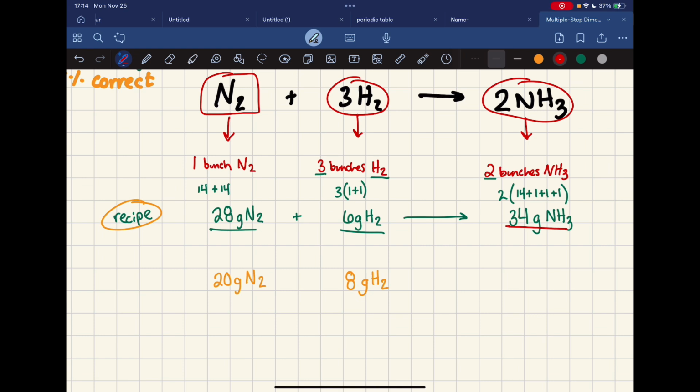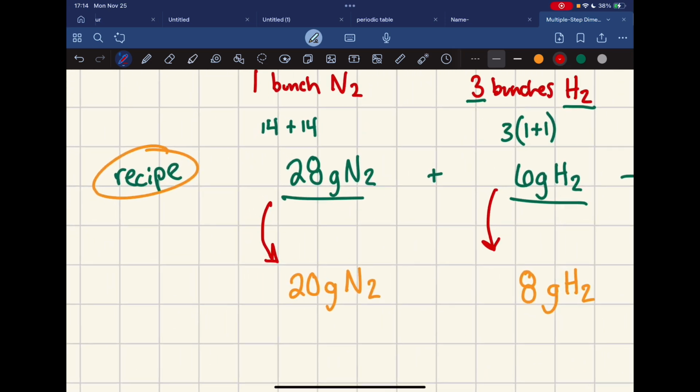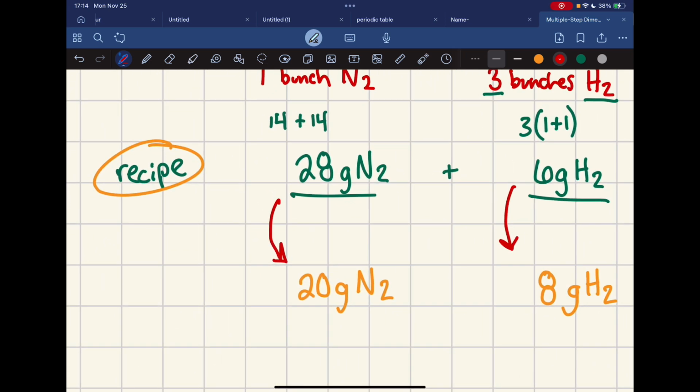So this is going to be a scale down. We need to scale down our recipe somehow. And whatever that scale factor is, it is going to apply to each of my species here. So what is my scale down then? How do I get from 28 down to 20? Well, you can experiment on your calculator a little bit, and you'll find that this is a scale factor of 1.4. That's dividing by 1.4, of course. 28 divided by 1.4 gives me 20.